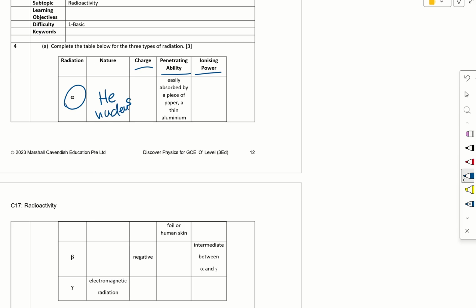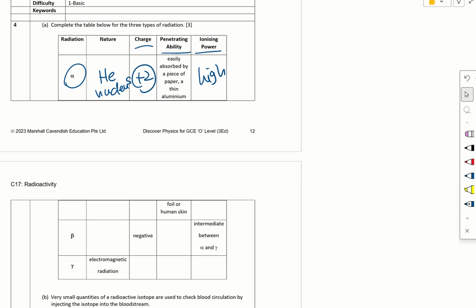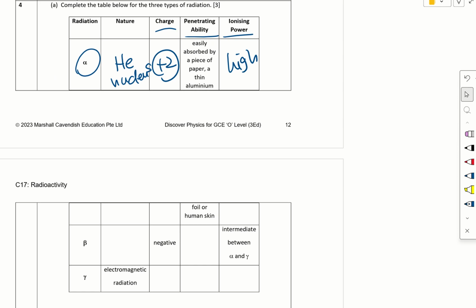Okay, the charge is positive 2, the ionizing power is high, because of the high charge. The penetrating ability is low: it is easily absorbed by a piece of paper, a tin, aluminium foil, or human skin. So that means it's not able to get into me unless I swallow it.